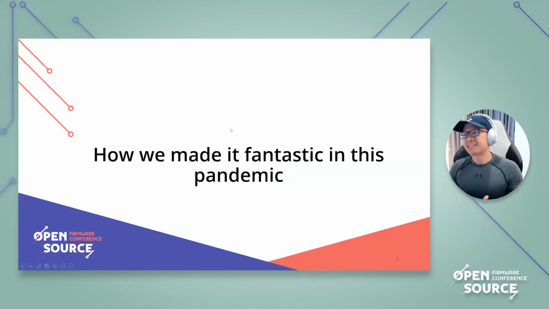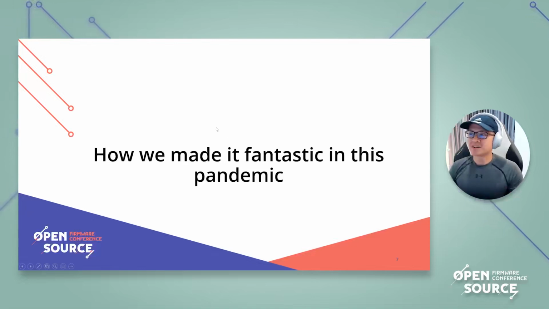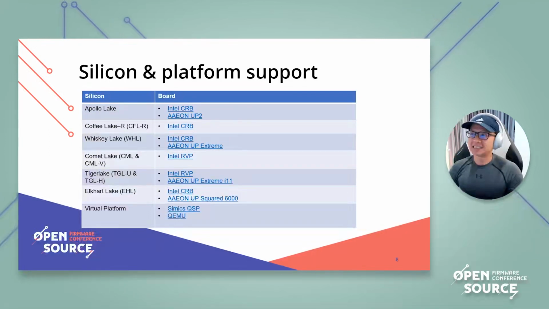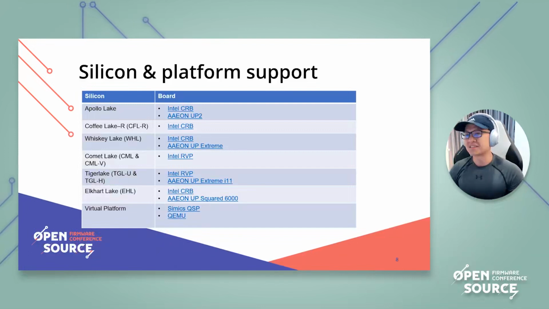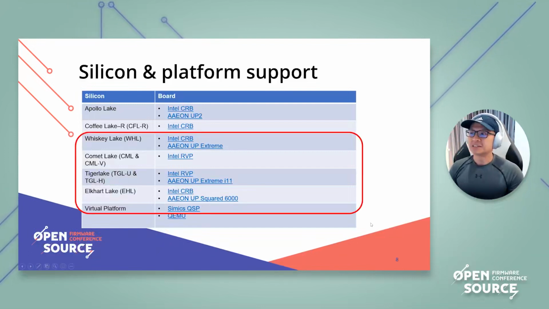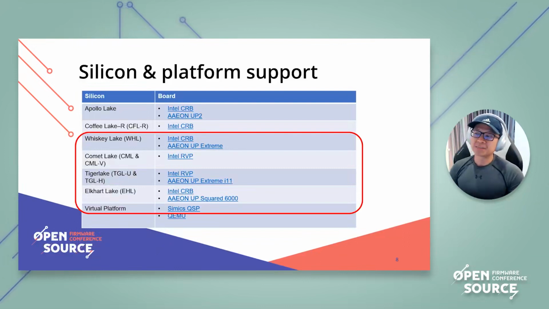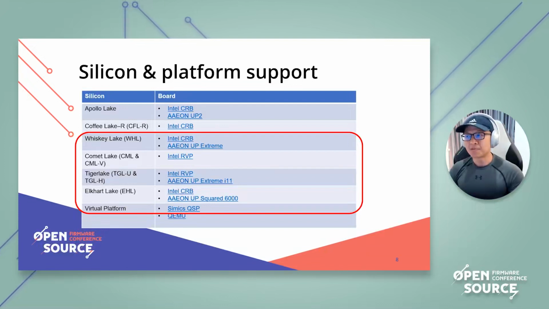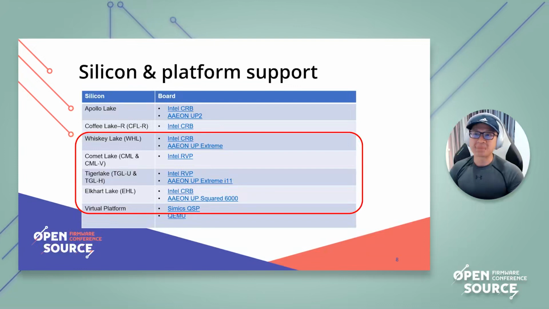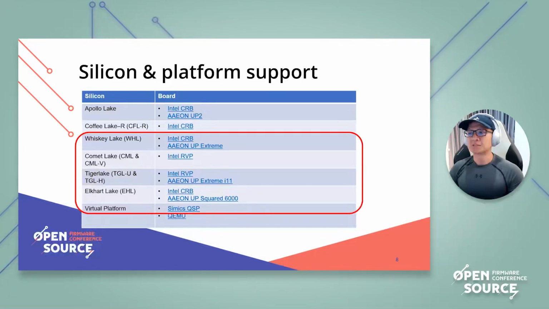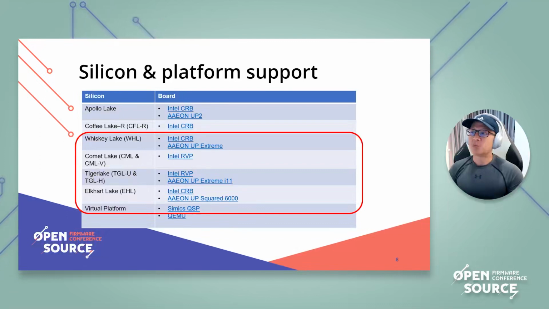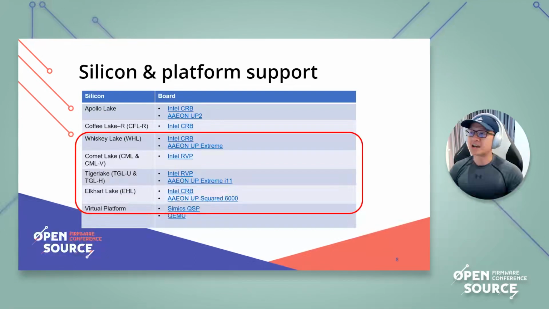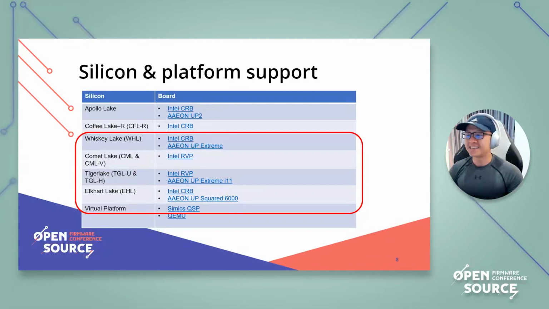So how do we make it fantastic in this pandemic? First and foremost, the silicon and platforms supported have been added ever since we last presented in OSFC 2019. Right now, the silicon and the platforms highlighted in this red box, we have now supported the Whiskey Lake Silicon for both Intel CRB and also the Aeon Up Extreme Developer Board. We have supported two variants of Comet Lake Silicon with the Intel RVP, Tiger Lake, both U and H in both the RVP as well as the Up Extreme i11.